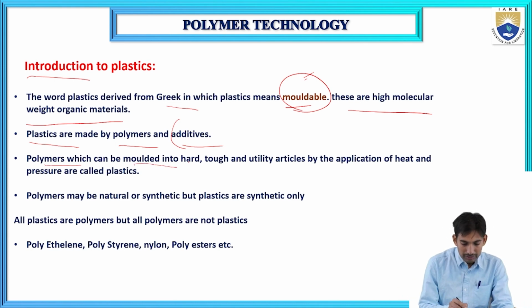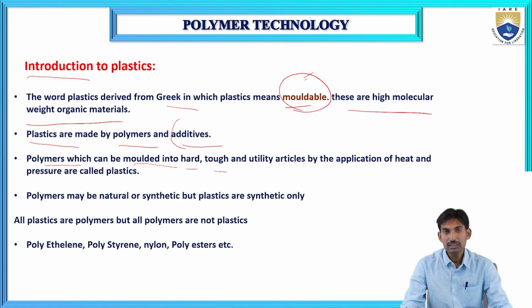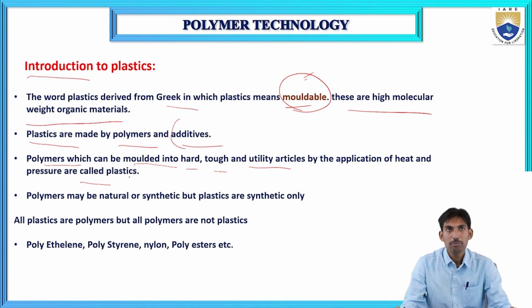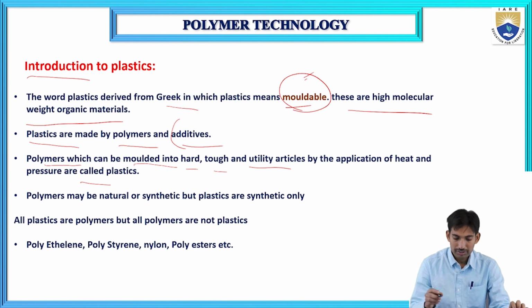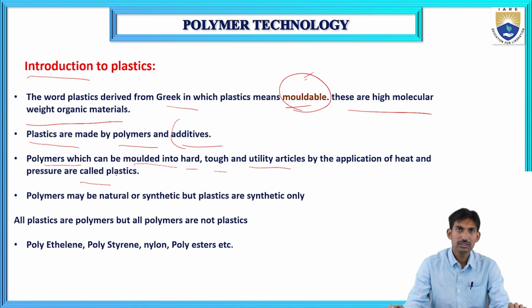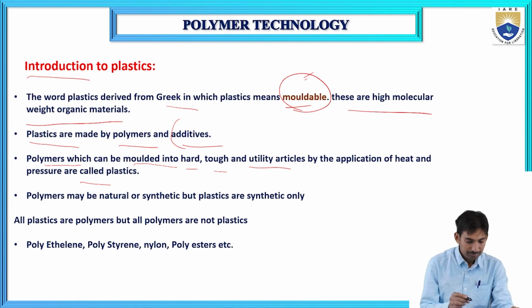Polymers which can be molded into hard, tough and utility articles by the application of heat and pressure are called plastics. We can prepare utility articles by applying heat and pressure to the polymers. Then we get the plastics.